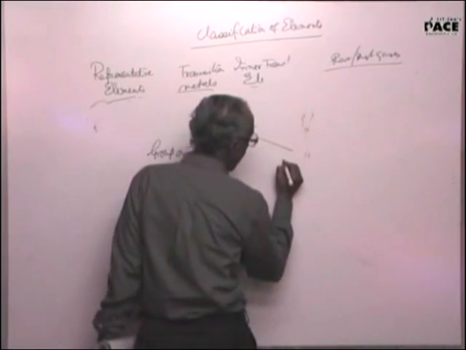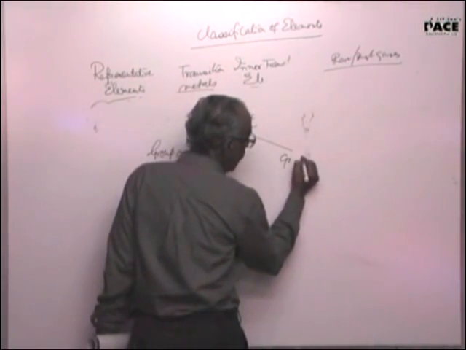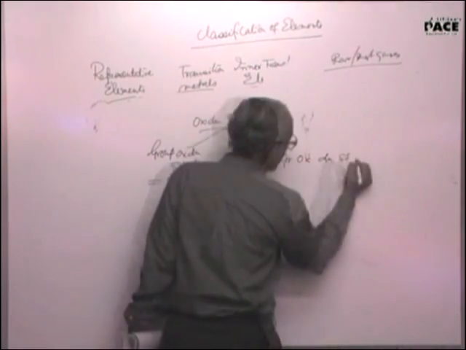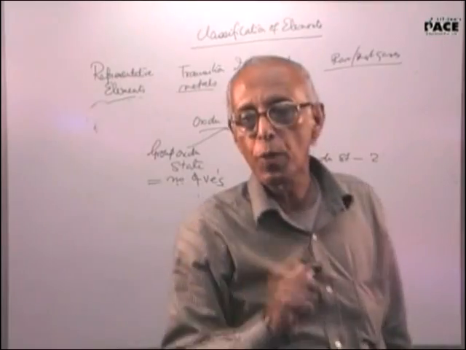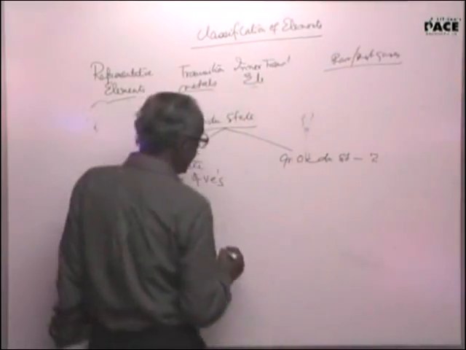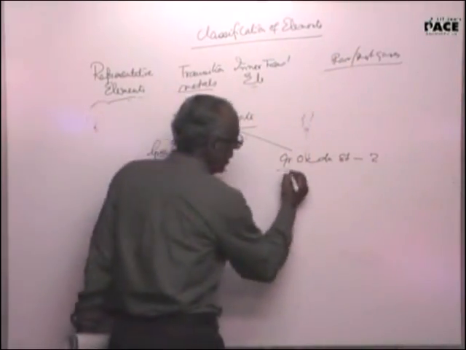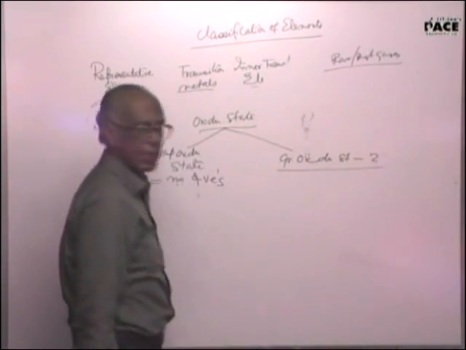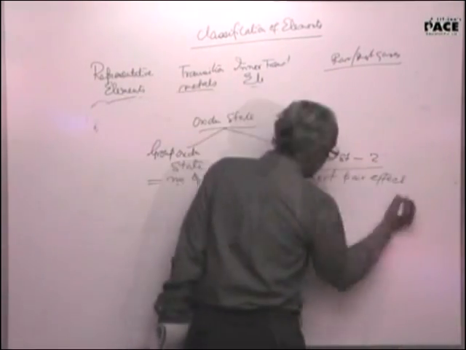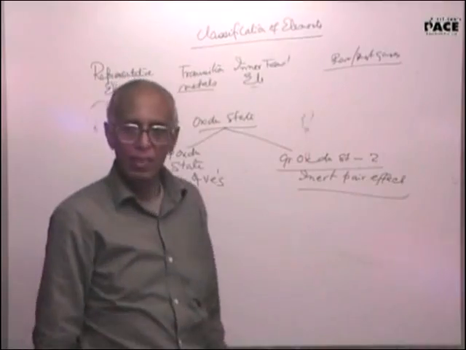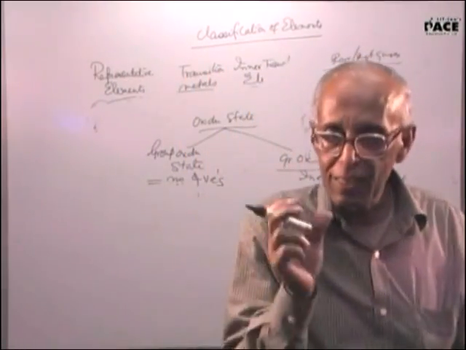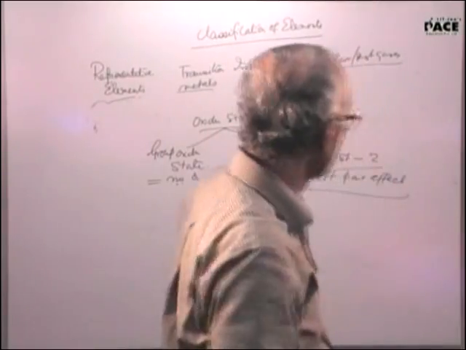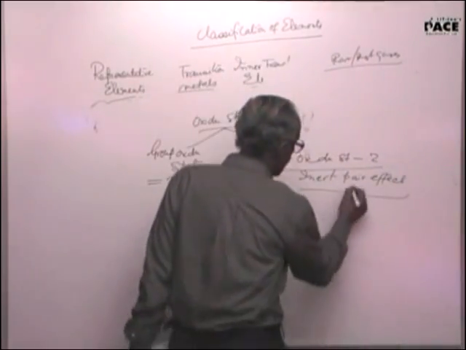The other oxidation state, as observed, is group oxidation state minus 2. That means 2 units lower than the group oxidation state. This lower oxidation state is due to the inert pair effect. What is the inert pair effect? What is the pair? The pair is the pair of s electrons.